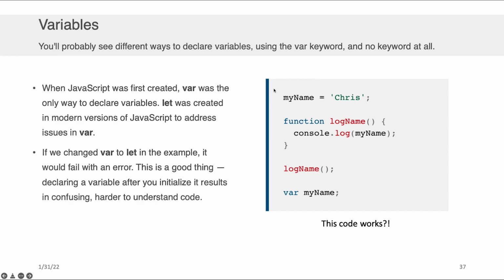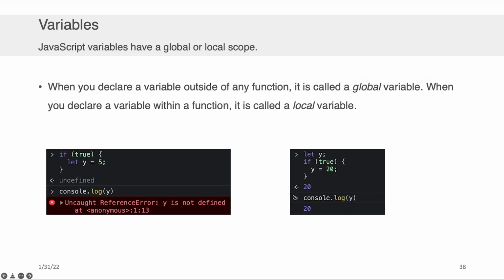Now, this can create errors that are very difficult to debug, and it makes your code more difficult to read. You actually want it to fail, in my opinion, if your variable declaration is after your assignment to that variable. So for this reason, you should always use let unless you have a very good reason not to.